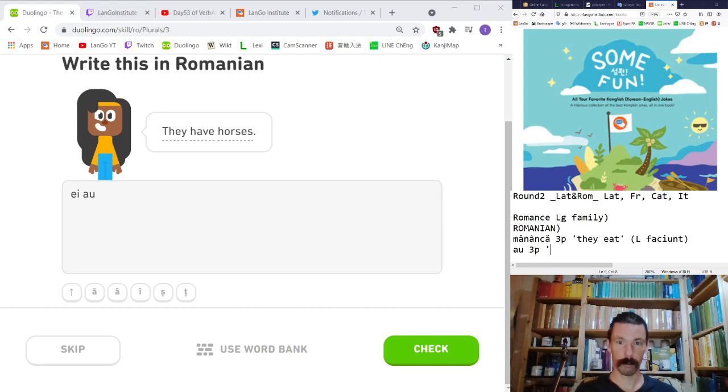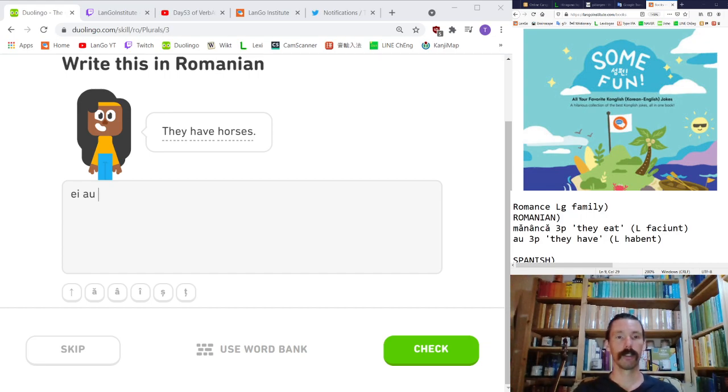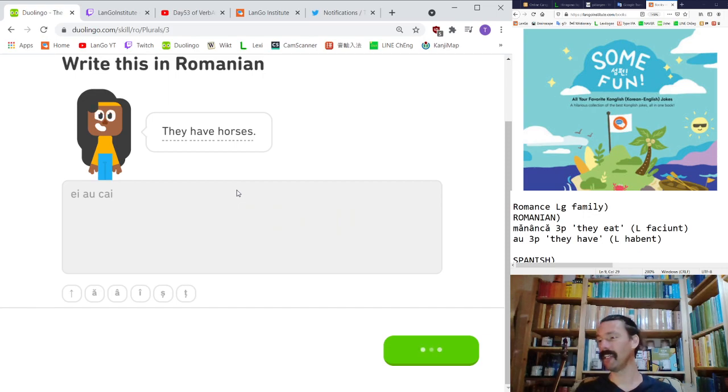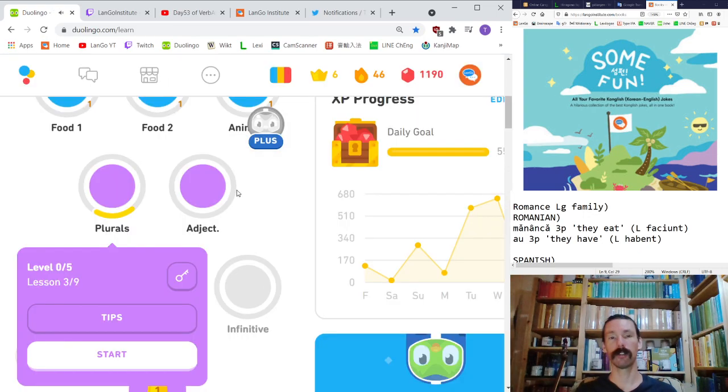This reflects, so that means they have, and here it's both the stem and the ending that we're talking about. Habe was the stem in Latin, and then habent. So just the a survives unscathed. Everything else has been affected by sound changes. And then horses. Cai, that's probably cavallus. Cavalli. Maybe. Ei au cai. Nice. They have horses.